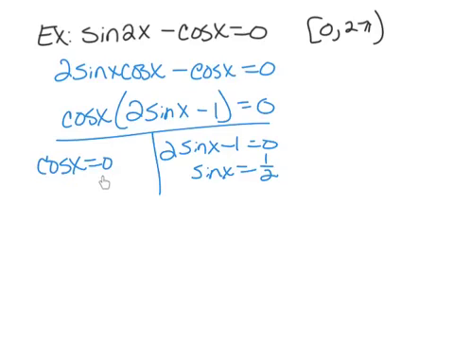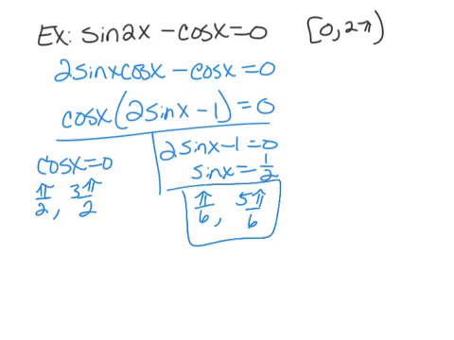Cosine is 0 at 90 degrees and 270 degrees, so that's pi over 2 and 3 pi over 2. For sine to be 1/2, remember it's pi over 6 and 5 pi over 6. So those are our solutions. When we get to class, we're going to figure out how to use our calculator to check our work.